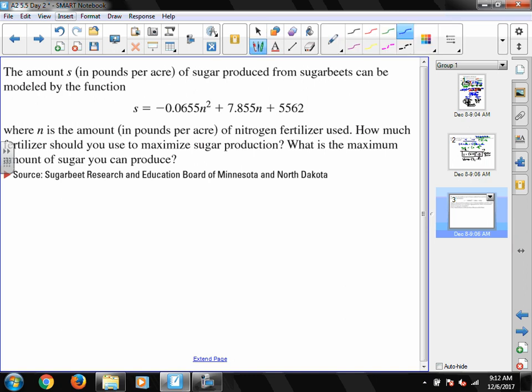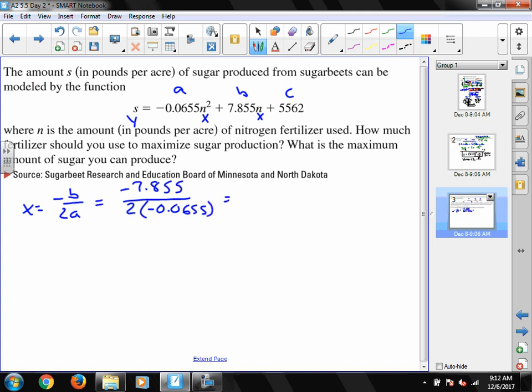Otherwise, what I would do, I would say that x is equal to negative b over 2a, where this is going to be my a, b, and c. And N's are going to be x's. S is going to be my y. So you can swap those out. They just gave them a little more meaning. So you're going to take negative 7.855 divided by 2 times negative 0.0655. And that is going to give you roughly 60 when you plug that in.